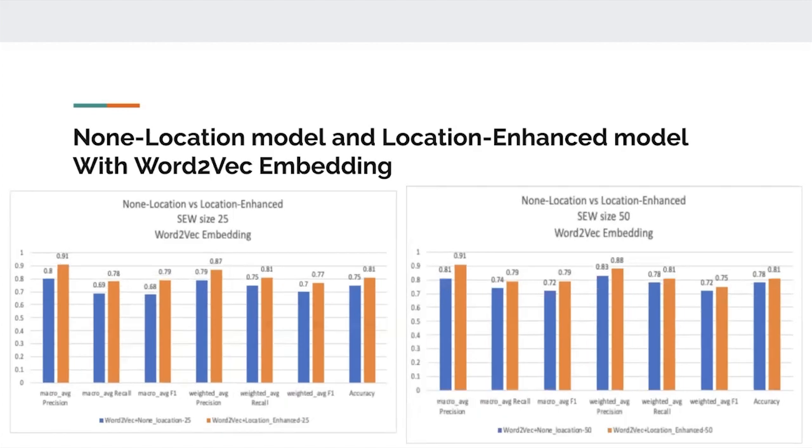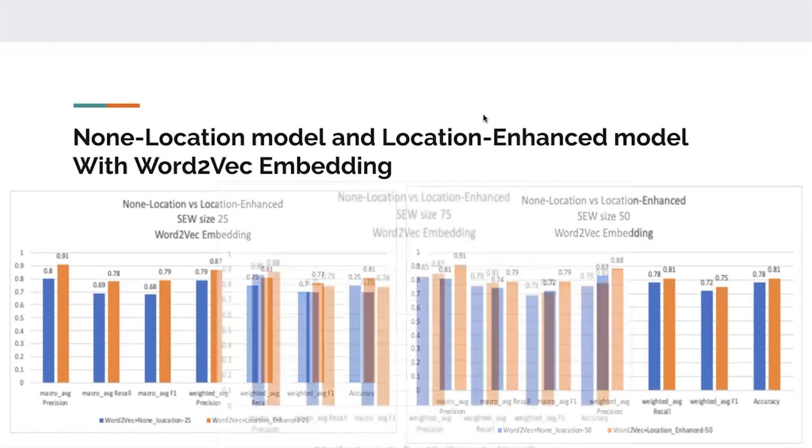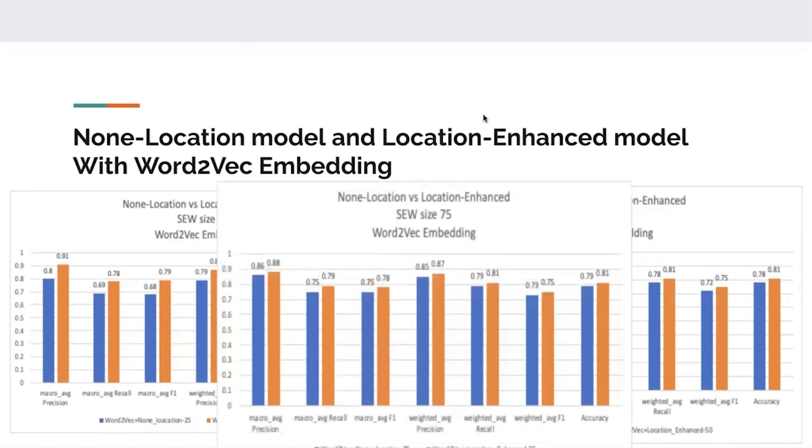Under the Word2Vec encoding condition, the improvement is also significant. The improvement is more obvious than the Word2Vec encoding under the location-enhanced condition. Therefore, it gives us the intuition that location-enhanced sequences can affect the baseline model more significantly than the Word2Vec embedding. That is, if we only choose one method from Word2Vec and the location-enhanced sequences, the latter will be better.